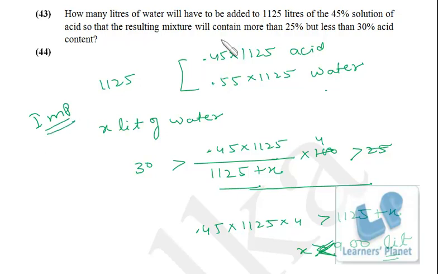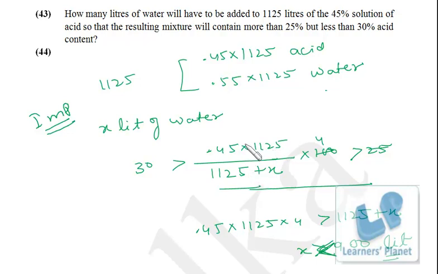Okay, let me go for a quick recap. 1125 is the total quantity and 45% acid. That means the quantity of acid is 1125 into 0.45 and quantity of water is 0.55 into 1125. Now you are adding x liters of water. So the total quantity becomes 1125 plus x. Out of that, acid would remain same as it was earlier. So that's 0.45 into 1125.